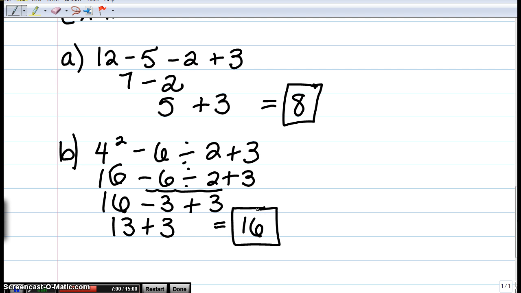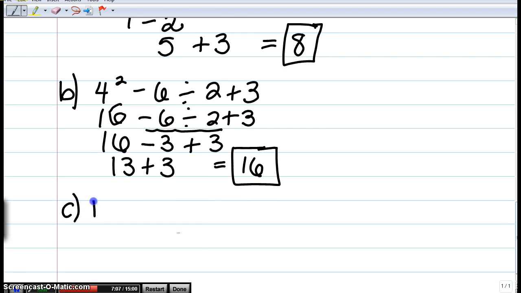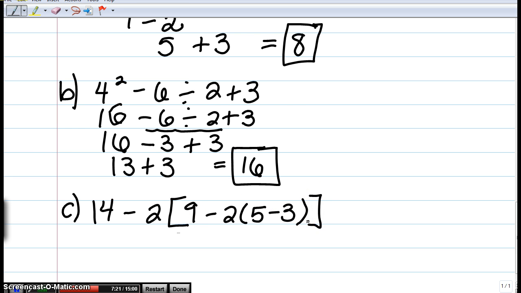Let's do a part C here. What if I gave you 14 minus 2 brackets 9 minus 2 parentheses 5 minus 3. Now whenever you have brackets, you're going to look at those first and pretend that the 14 minus 2 or anything outside of the brackets is not there. So we're going to do order of operations just looking at these brackets right here.